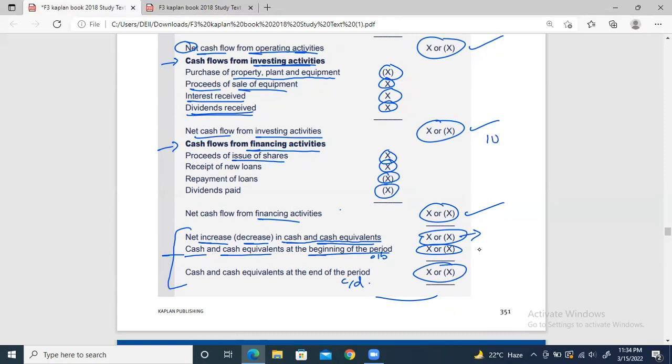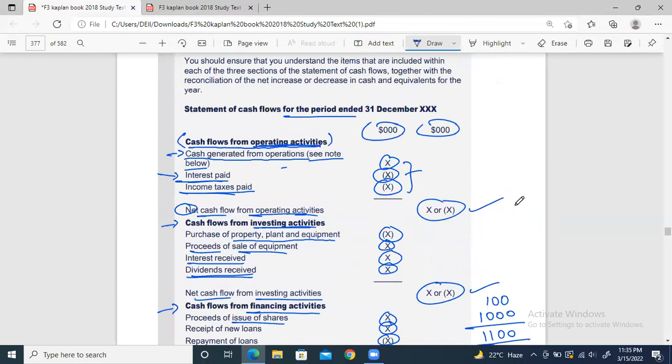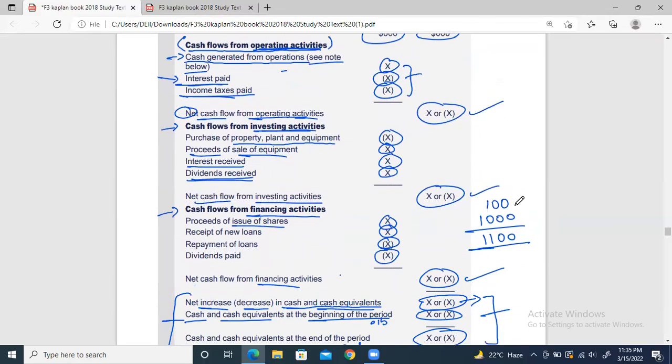Let's say the bank opening balance was 100, and let's say the movement, the cash in and out, is 1000 in a positive balance. That means net cash inflow was 1000. So what will be the closing balance? If we add these both together, we get the closing balance of 1100. This is the exact principle here. So this was basically the whole explanation for the statement of cash flows.